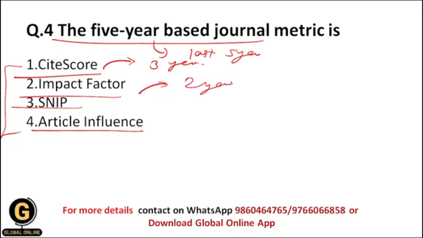Now let us see what is SNIP and article influence. What is this? Basically students, SNIP is source normalized impact per paper.